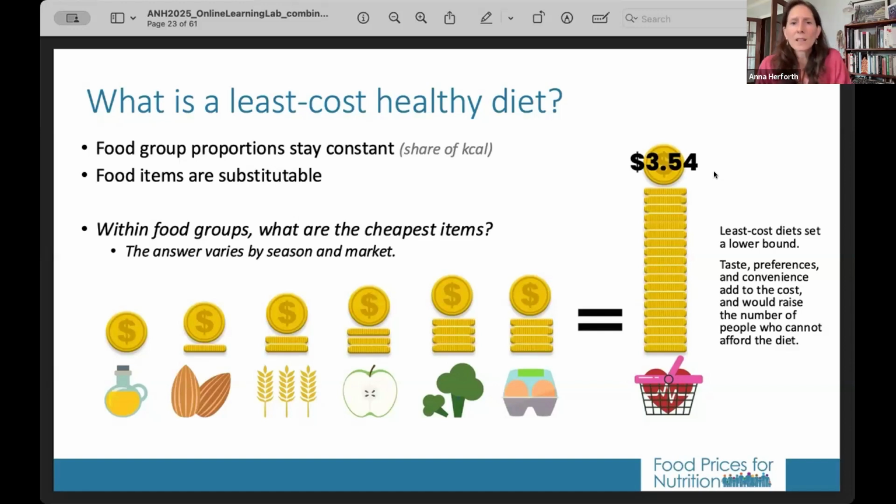And so there will be seasonal differences in the items that are the cheapest at different times of the year. What we're looking at here is a lower bound of economic access in the market to healthy diets. If we were to add other criteria such as convenience, individual preferences, or tastes, that would just raise the cost further. So this is really a price floor below which it's hard to purchase a set of foods that would meet dietary guidelines.